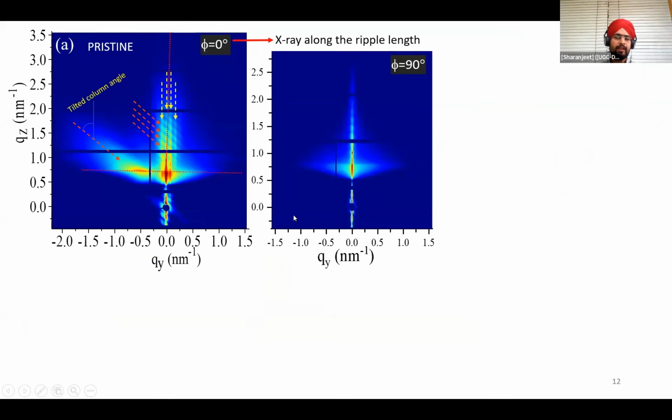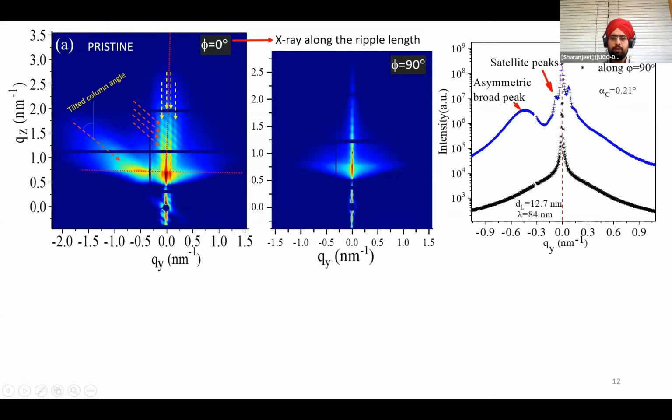When we took the line integration along the ripple length and perpendicular to the ripple length, we obtained these curves. The origin of the satellite peak is the presence of the periodic ripples with a wavelength of 84 nanometer. And this asymmetric broad peak appears due to the presence of tilted columns with an intercolumn separation of 84 nanometer.